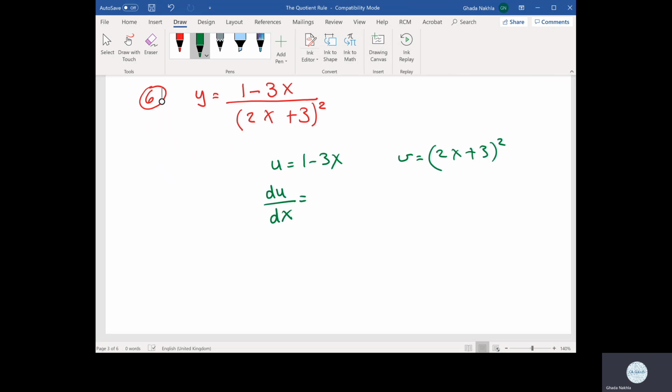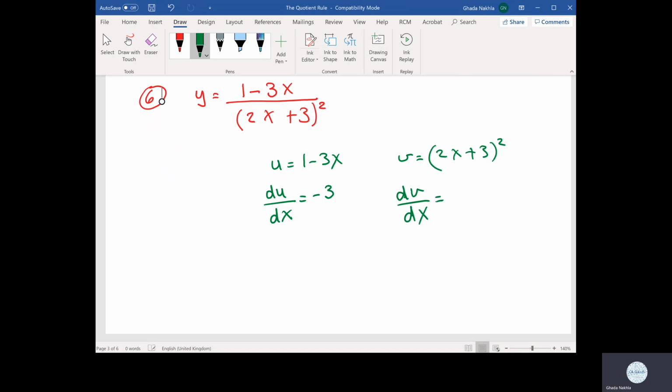When you differentiate 1 minus 3x, what do you get? The 1 differentiates into 0, and then minus 3, and the x will disappear because it's x to the power of 1. Decrease the power, it becomes x to the power of 0, which is invisible, it's 1. So du by dx is minus 3. And then dv by dx.